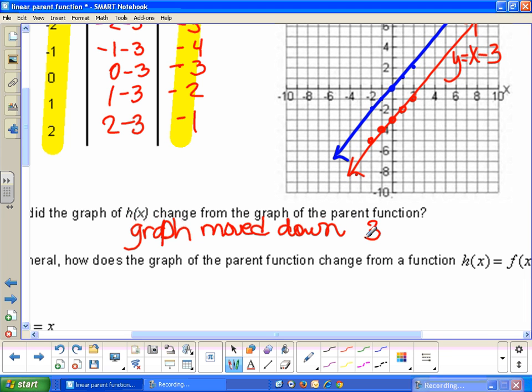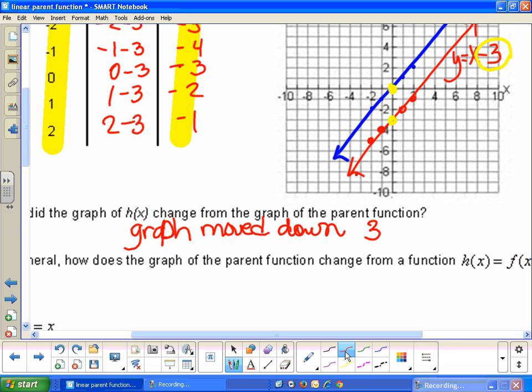Because it's minus 3. Look at your intercepts. 0, 0, 0, negative 3. Went down 3. Again, that's not a coincidence. If that's where your number is that you're subtracting, that's your y-intercept. That's where it should start.